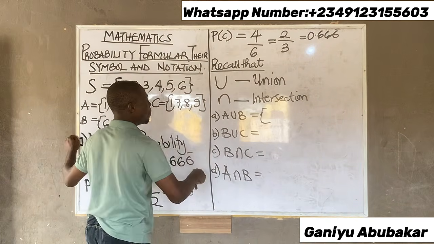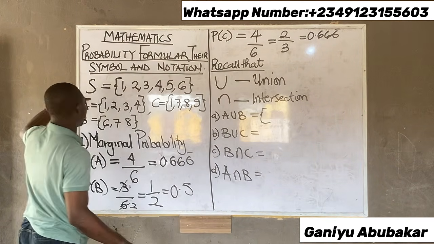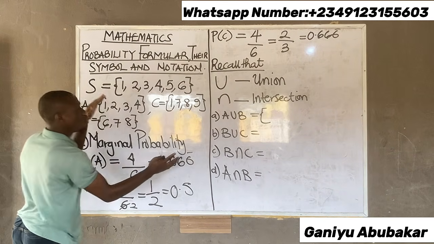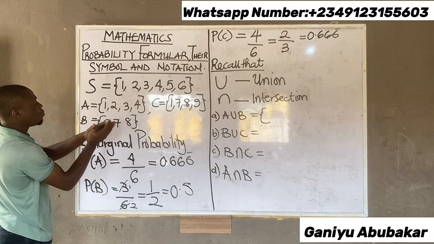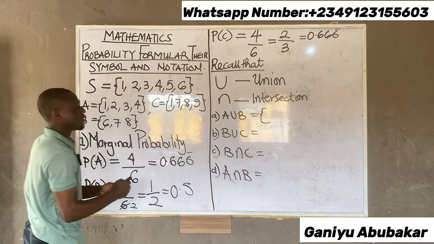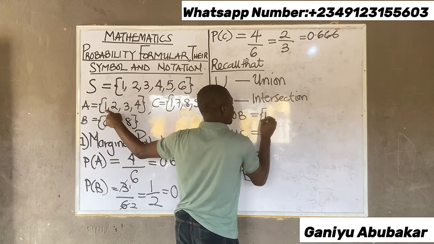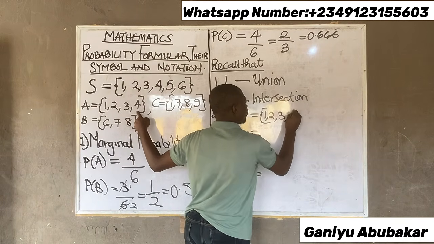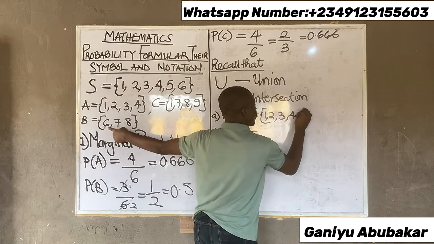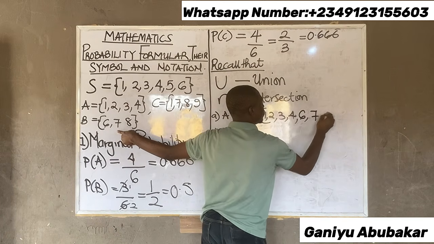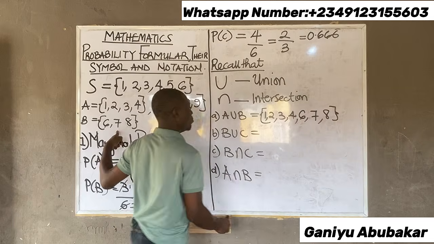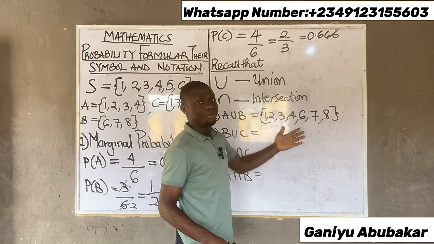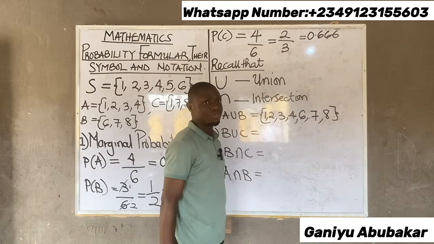So look up please. I'm going to answer this question here. I'm having A union B. I can see A, I can see B. Union has to do with what? Combination of the two of them. So if I combine A and B, what will I get? I'll have 1, then 2, then 3, then 4, then 6, then 7, then 8. So this is A union B, right? A union B has to do with you combining A and B together without repetition.